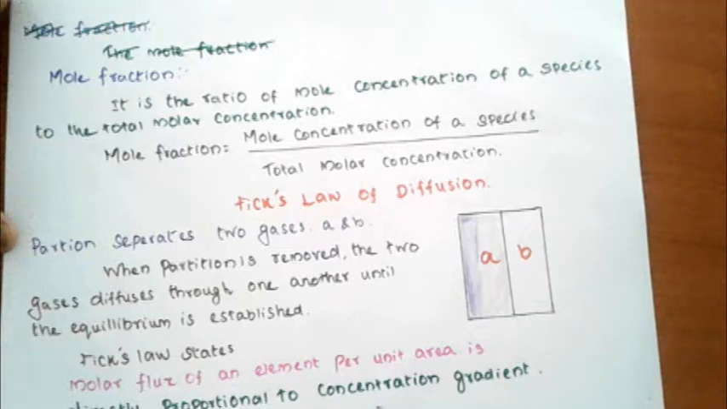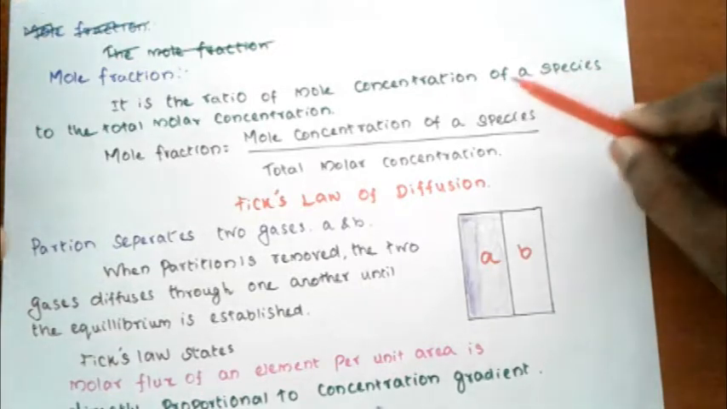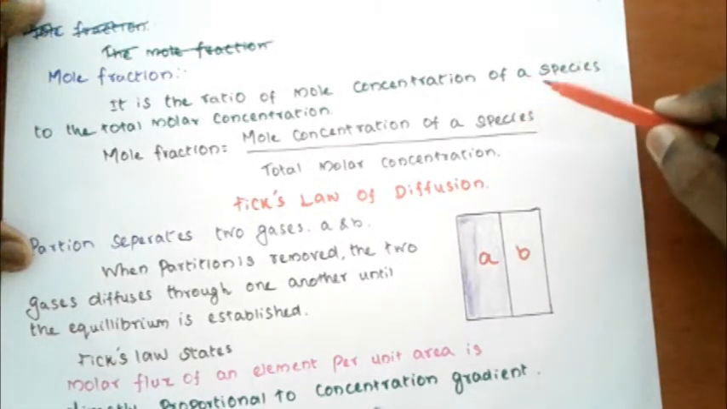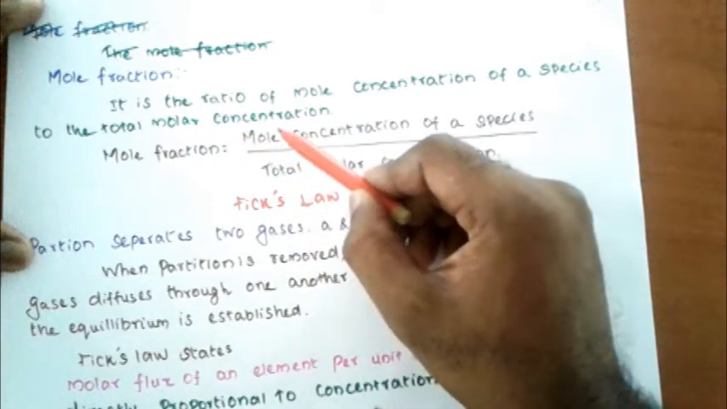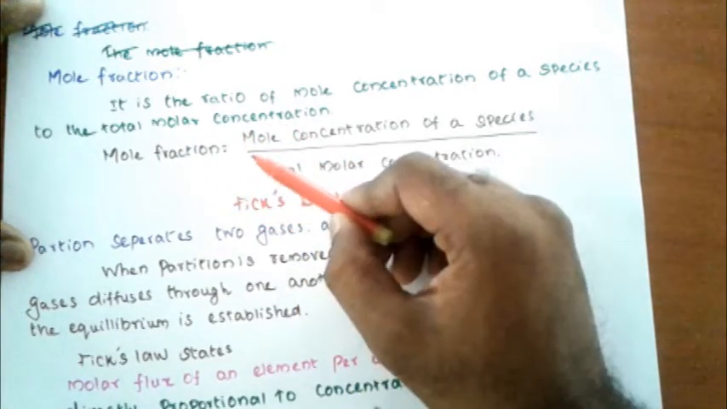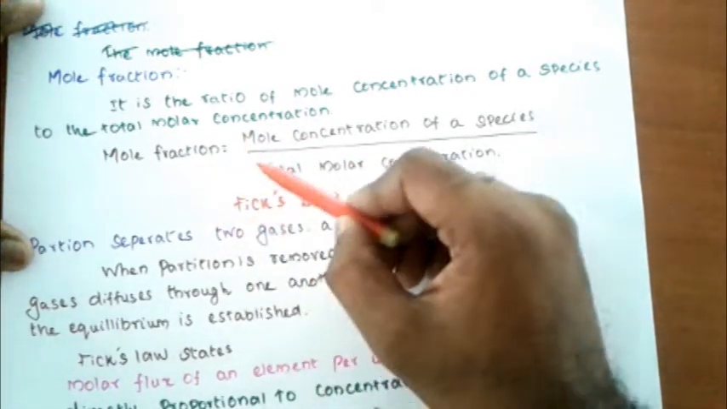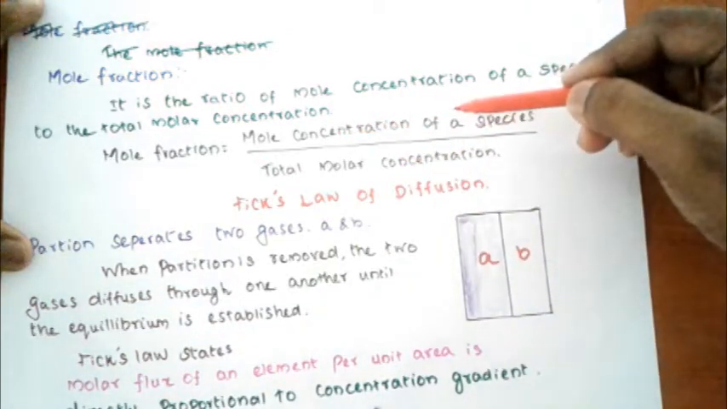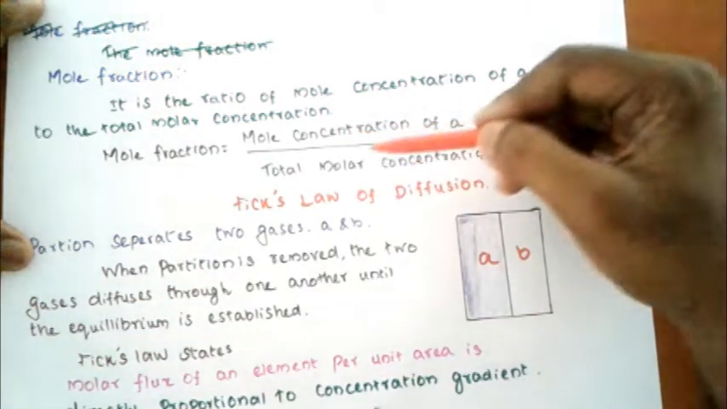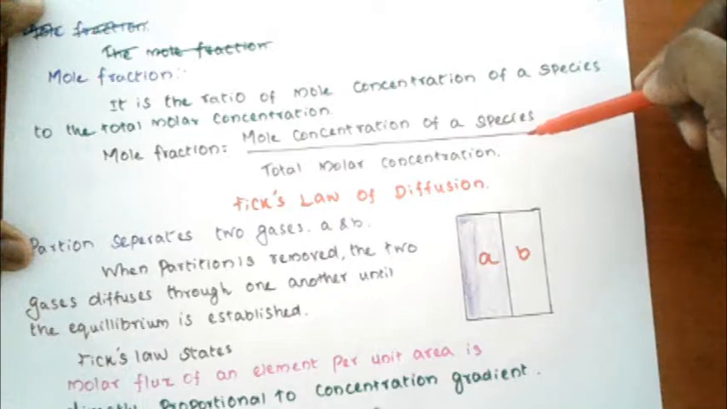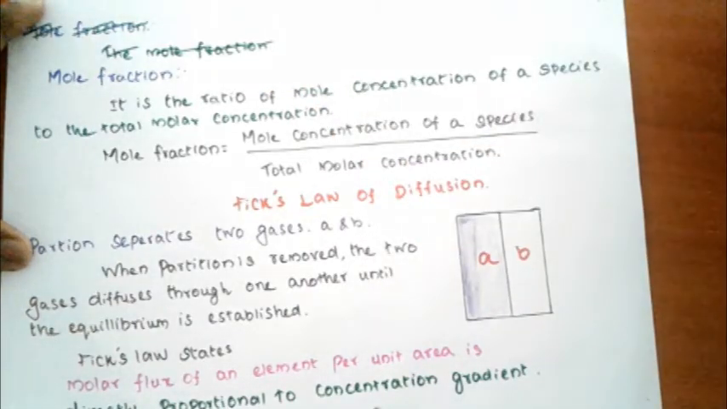Now, let us see what is meant by mole fraction. It is the ratio of mole concentration of a species to the total molar concentration. It is given by the formula: mole concentration of a species divided by its total molar concentration. This is called mole fraction.